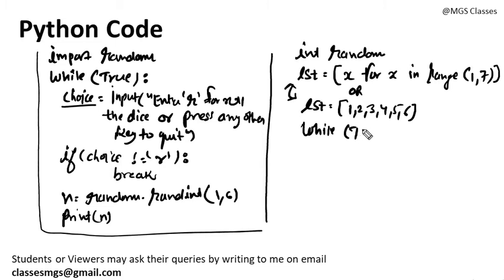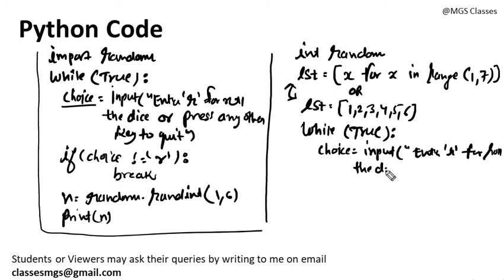While True, an infinite loop we are going to do, and then input the choice again. The choice will be entered the same way, using the input method: enter R to roll the dice, or press any other key to quit or exit. Okay, let's suppose. So now this choice will be entered.